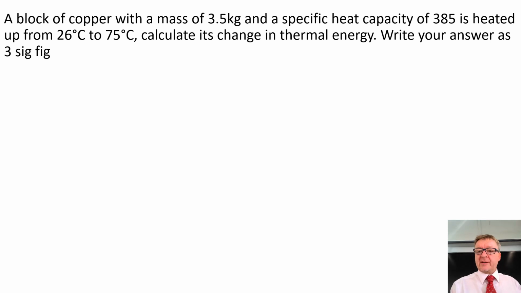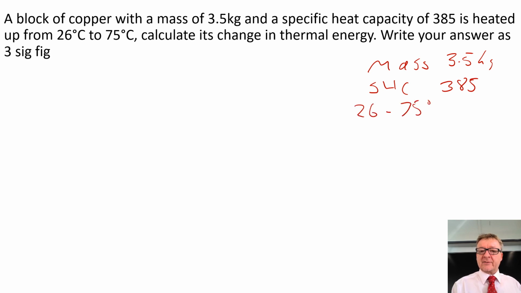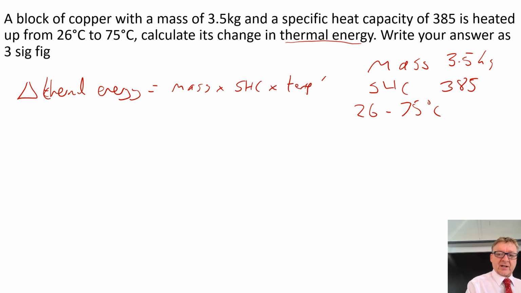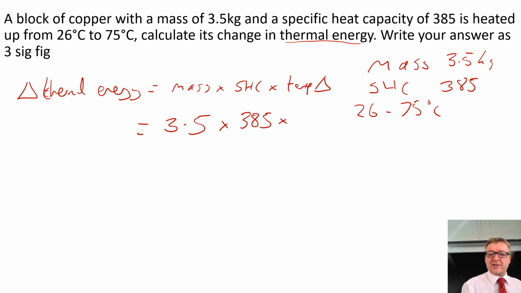A block of copper with a mass of 3.5 kilograms. Specific heat capacity of 385 is heated from 26 to 75 degrees C. Calculate the change in thermal energy. So let's find our formula. Change in thermal energy equals mass times specific heat capacity times temperature change. Okay, so that's what we're after. Mass is 3.5 kilograms. Specific heat capacity is 385. Change in temperature is 49, because it's 75, take away 26.